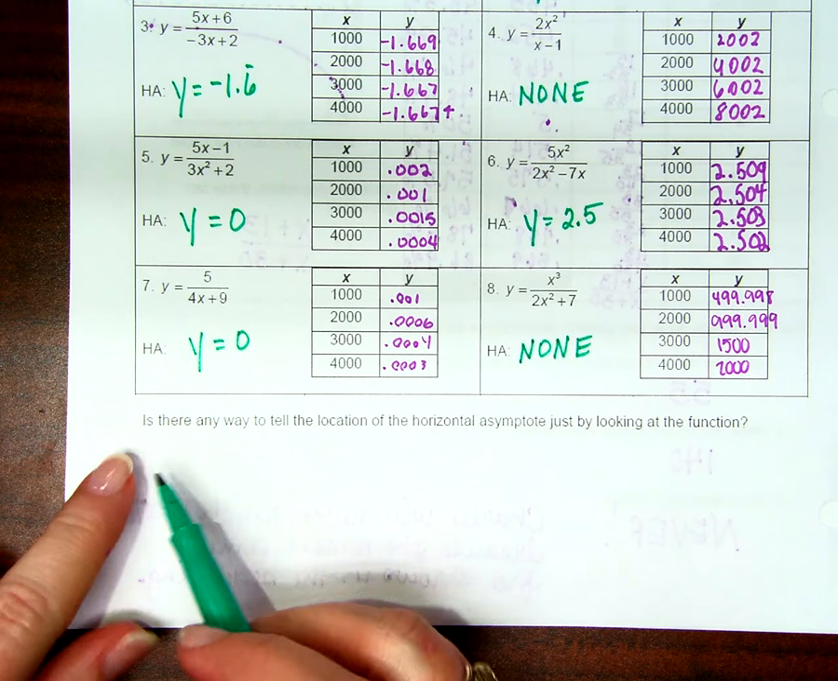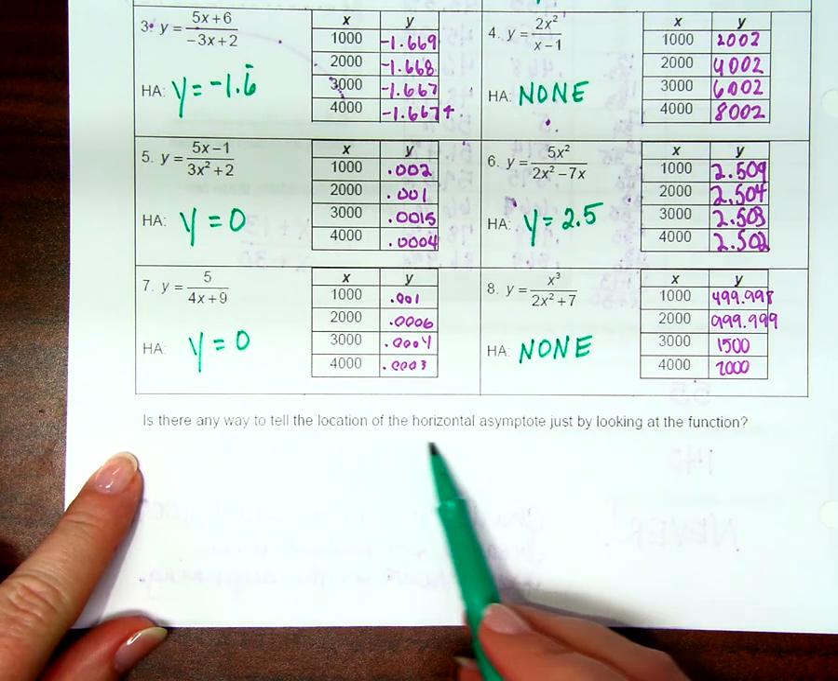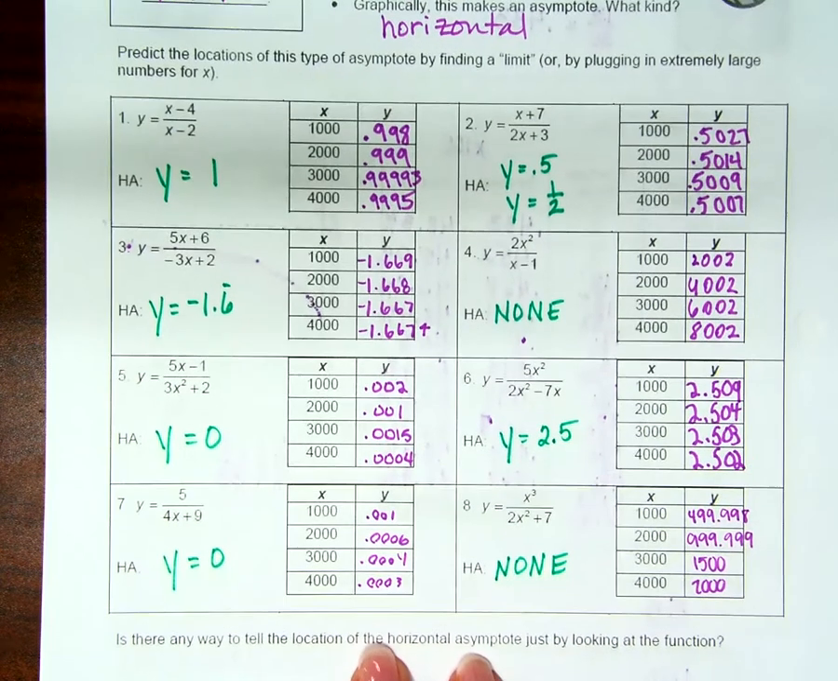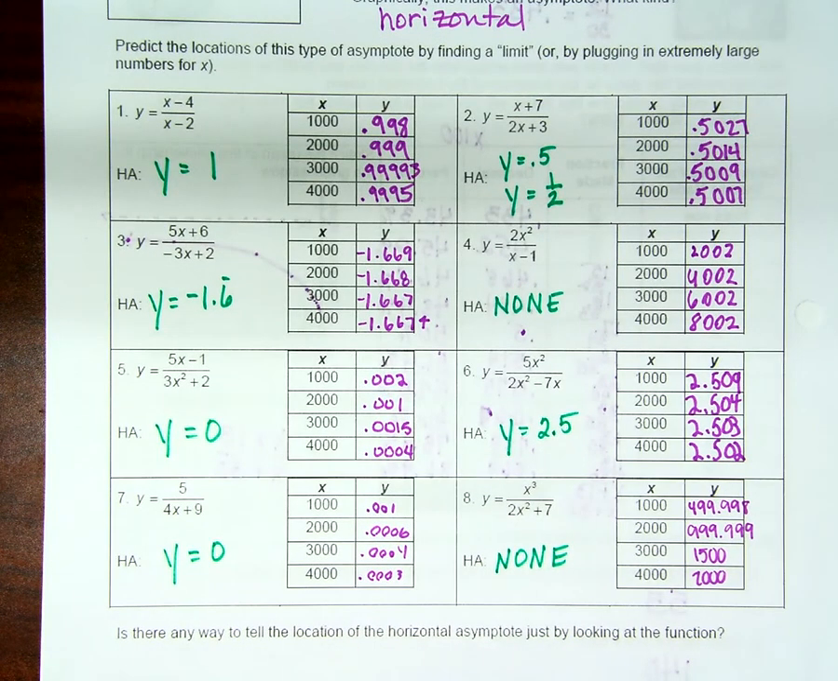So then comes the all-important question. Is there a way to tell the location of the horizontal asymptote just by looking at the function? For me, personally, when I'm teaching this, the easiest one for me to show you is number 2. Where's the asymptote?